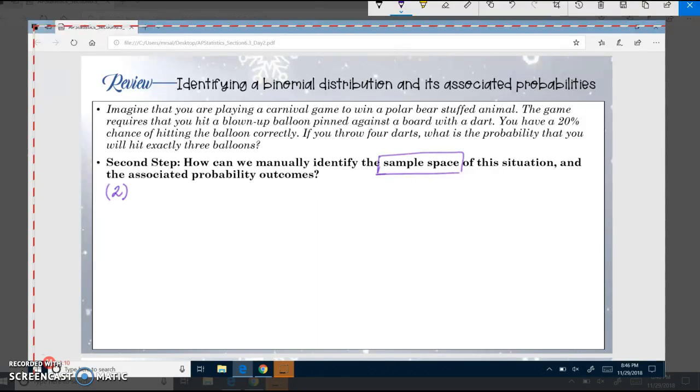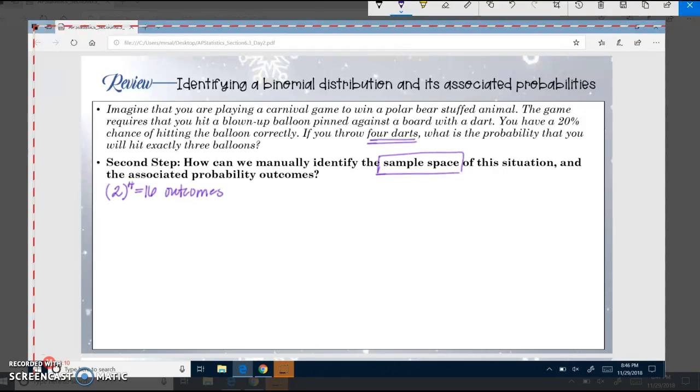In this case, we are throwing darts at the balloons 4 different times. So that means there are 2 to the 4th, or 16 different possible outcomes or events. So what we want to do is to be able to write out all of the different possible outcomes.